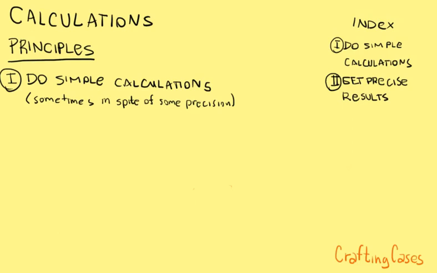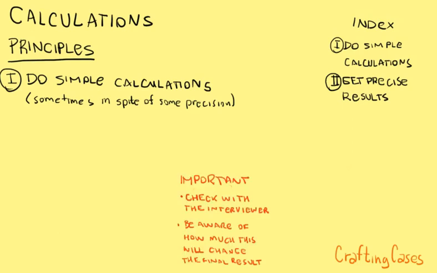Second, as I have said, some interviewers will actively look for the ability to simplify your calculations. Sometimes, you might want to do quicker calculations, even in spite of some precision. That might be a good idea, as long as 1. You check with the interviewer if that is fine, and this is extremely important, and 2. You're aware of by how much it will change the final result.